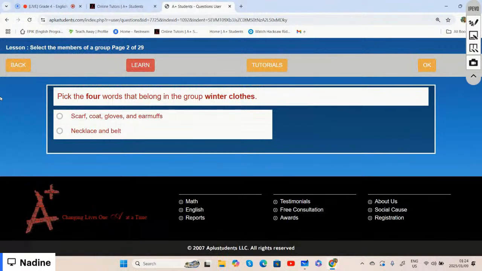And if we were to choose the four words that belong in the group of winter clothes, these are clothes that you will wear during winter. And yes, option one, which is your scarf, a coat, gloves, earmuffs. Well done. Option one is correct.